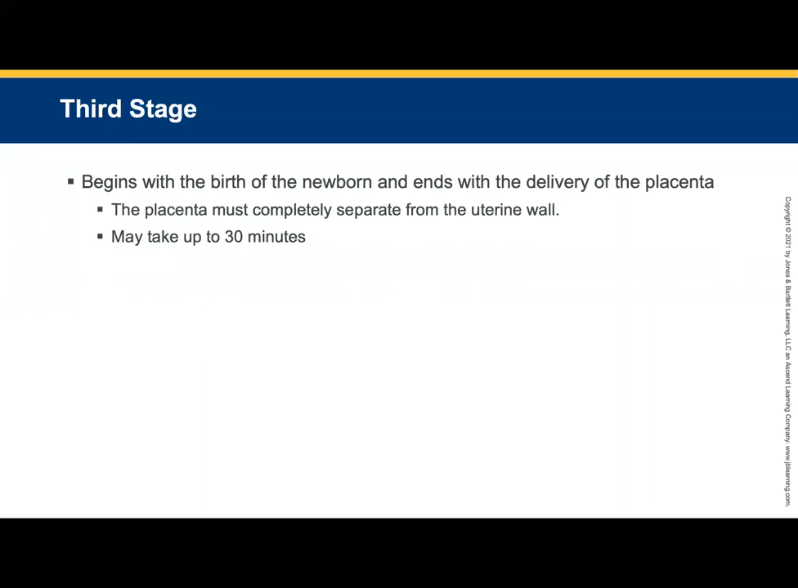The third stage of labor begins with the birth of the newborn and ends with the delivery of the placenta. During this stage, the placenta must completely separate from the uterine wall, and this may take up to 30 minutes after delivery of the child.